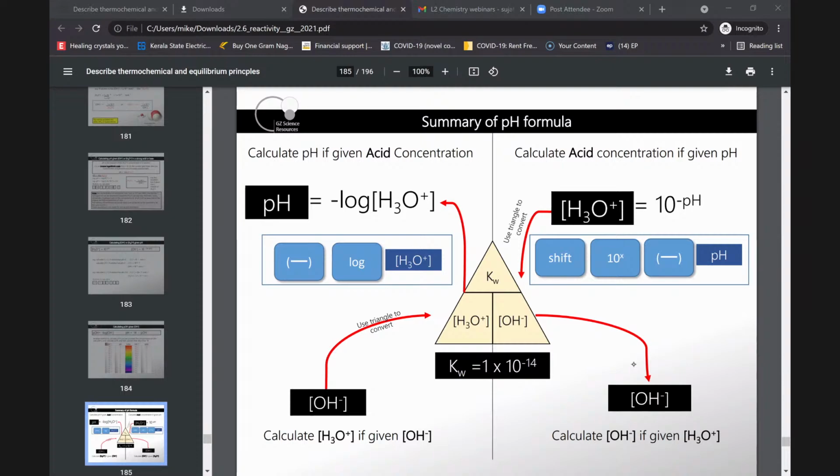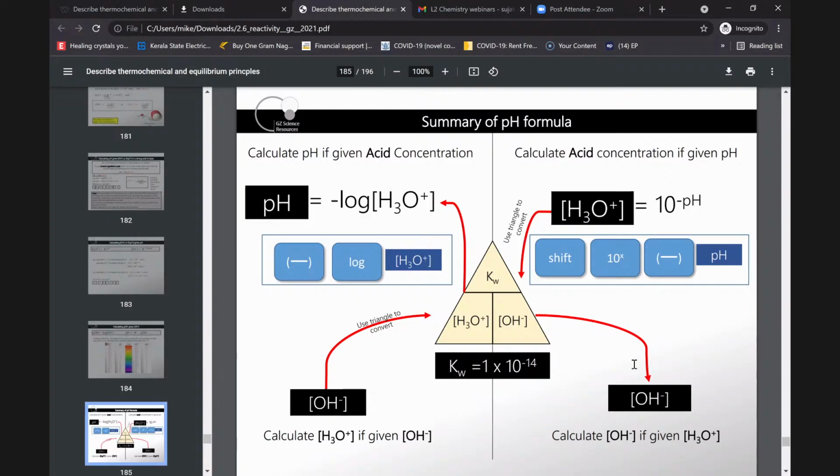Now, what does Kw stand for? Kw stands for ionic product, and the triangle tells you the ionic product is the concentration of your hydronium ions times the concentration of the OH negative. Normally this is given to you this year. You do not have to calculate the ionic product. This is 1 times 10 to the power of negative 14. This is always given to you in the exam.